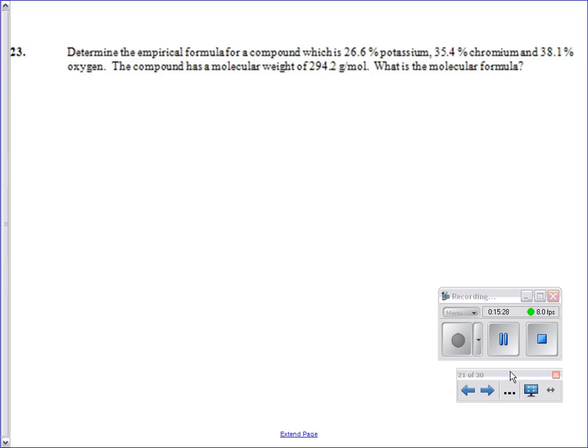The empirical formula is the basic ratio, okay, of one element to another. It's the lowest whole number ratio, okay. What is the molecular formula? How it occurs in nature. Can a molecular formula and the empirical formula be the same? Absolutely, okay. Can you give me an example of that?